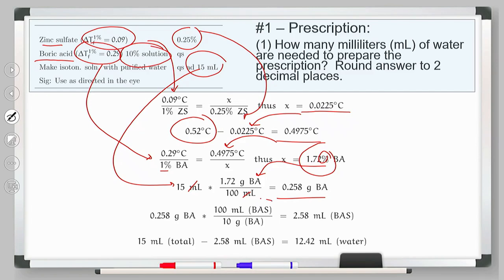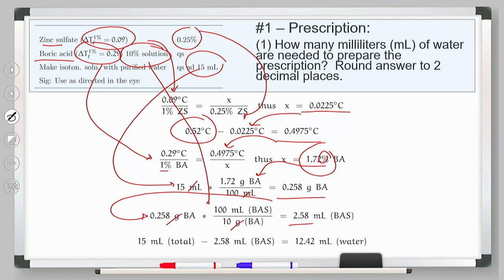So let's take my target for boric acid, which was what we just solved for, 0.258 grams. Take my concentration that he gave me at 10%, which means 10 grams per 100 mils, but I need to make sure I put 100 mils on top so that grams cancel. So 0.258 times 100 divided by 10 gives me 2.58 milliliters. That is the volume of my 10% boric acid solution that provides the boric acid I need to make it isotonic.